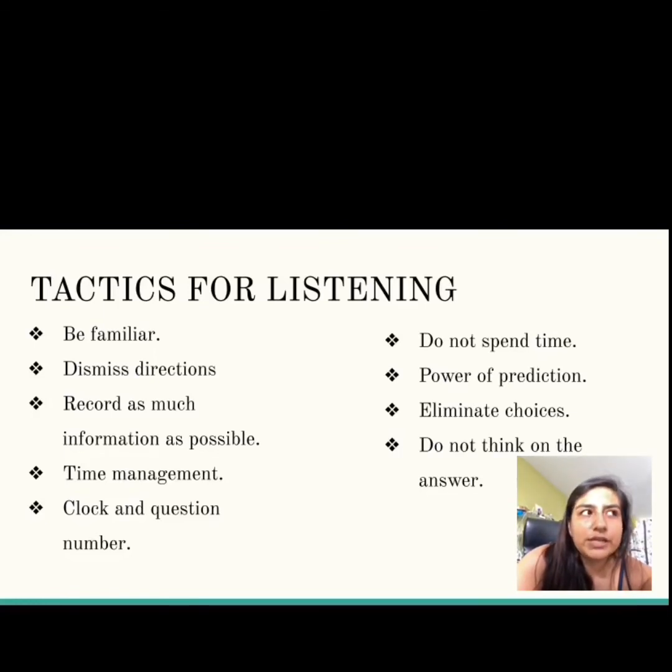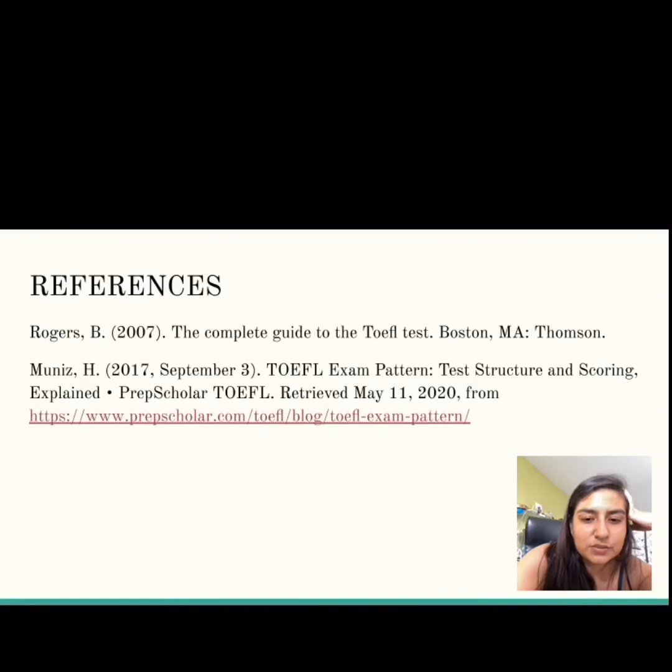If you don't know the answer, there are two options that can help you. The first one is the power of predictions that will help you to guess the answer. And the second one, use the strategy to eliminate unlikely choices. And finally, be concentrated. It's important because you don't have time to think about an answer for so long. So focus your attention on the listening and the screen.